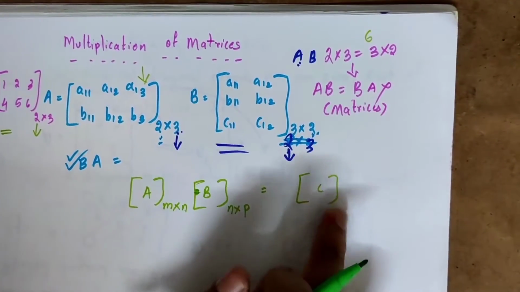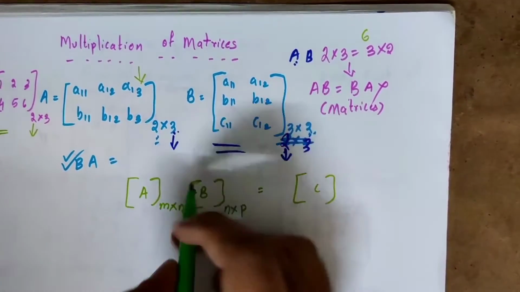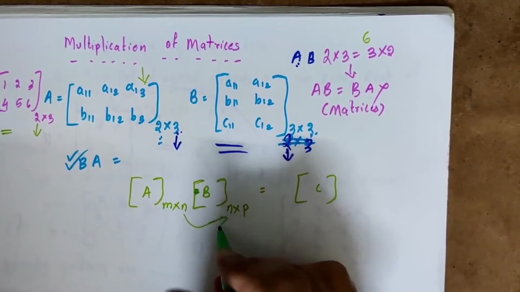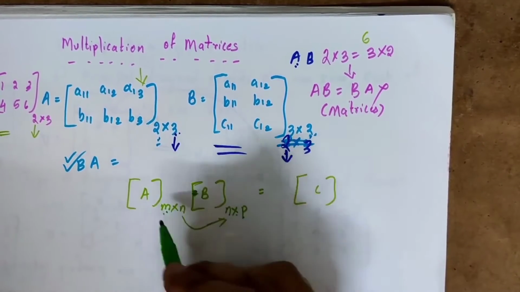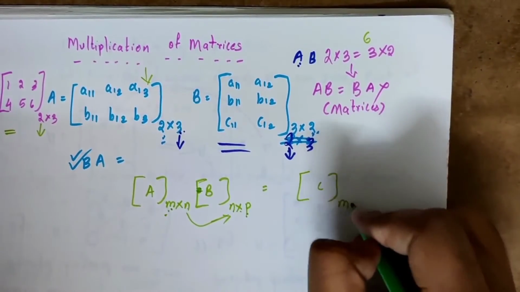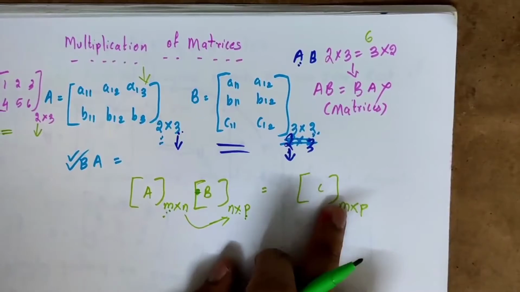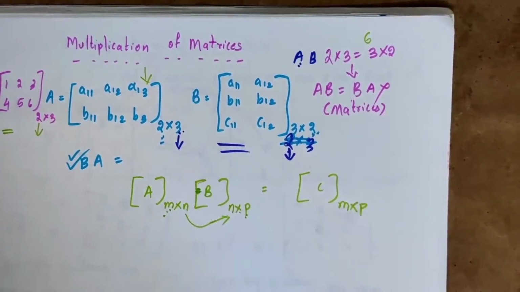So what is the order of the resultant matrix of the multiplication AB? The order is found by eliminating the number of columns of A and the number of rows of B, and the remaining numbers give the order of the resultant matrix. That is simply m cross p. This is the order of the resultant matrix obtained by multiplying two given matrices.